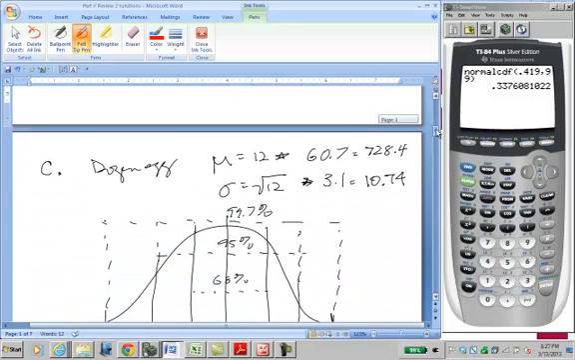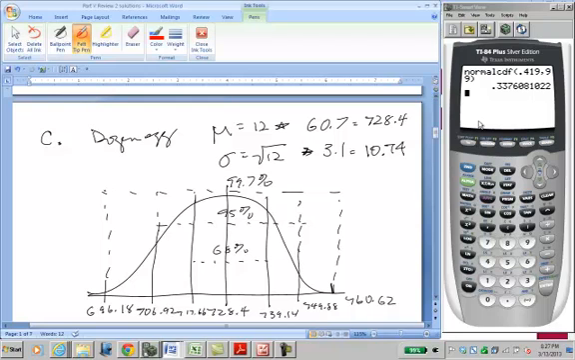Now, the next question is about a dozen eggs. Now, we're not taking them as a sample. We want to know what they total as. We're not talking about the mean of the sample, in other words, the average, that would have a sampling distribution. Now we're talking about the distribution of a dozen eggs taken together in total. So the average is going to be 12 times 60.7, which is 728.4. The standard deviation is going to be the square root of 12 times the standard deviation 3.1. That's 10.74.